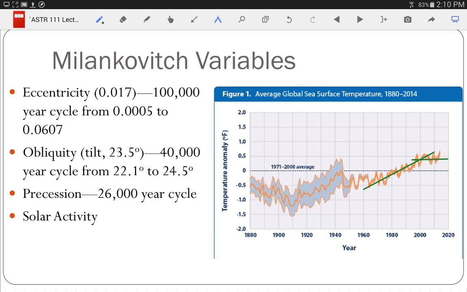Well, Milankovitch had proposed back in the 1800s that the weather cycles on Earth were dominated by, well, he said 3 factors, but there's a 4th one you have to include. The eccentricity of the Earth's orbit, the obliquity or tilt of the Earth, and the precession.